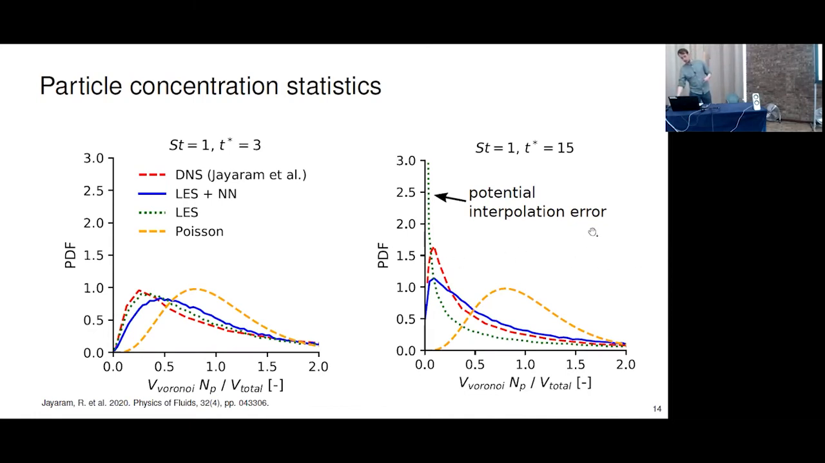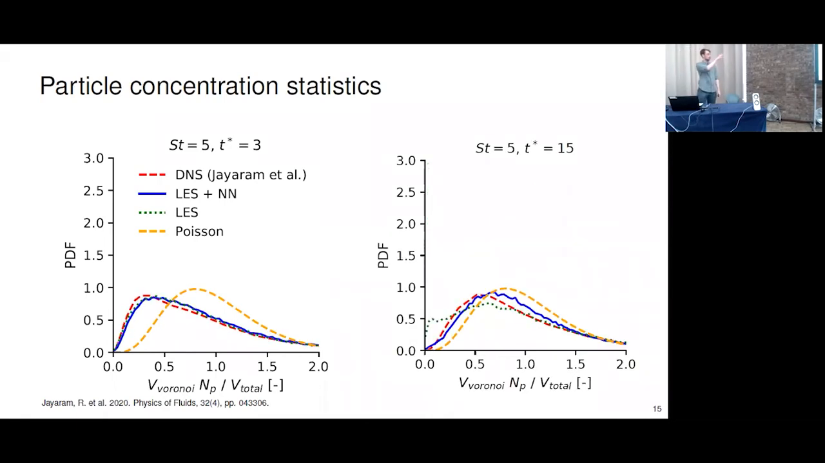However, as the simulation progresses, we get good agreement with the neural network and the DNS, but again, we see some artificial clustering from the LES. And we think maybe this is due to some numerical issues like interpolation, but these are really recent preliminary results.